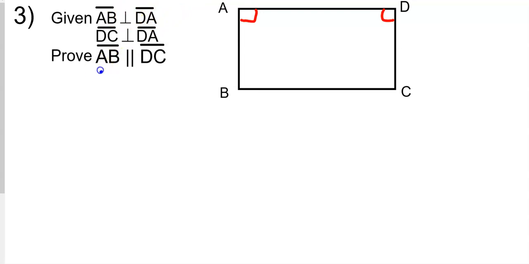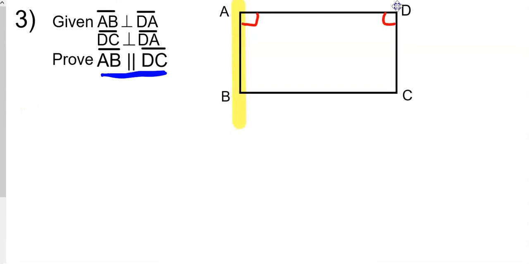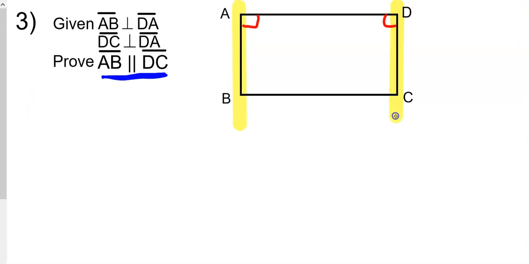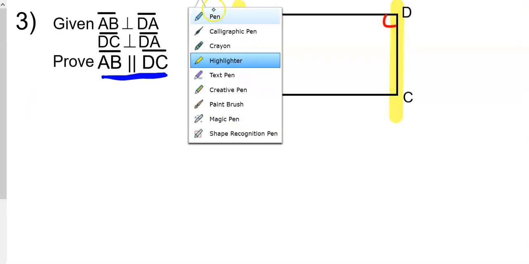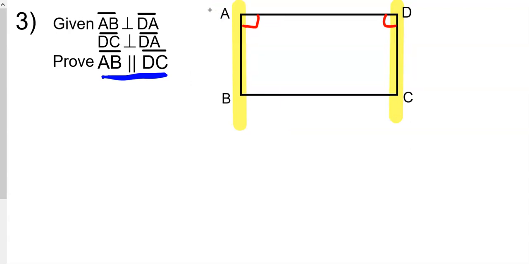Okay? Let me talk about this. How do we highlight this? I'm going to just highlight it so I know that's what I'm trying to prove. AB, again, I always draw it off the diagram, is parallel, oops, sorry about that, is parallel to DC. That's what we're trying to prove, okay?